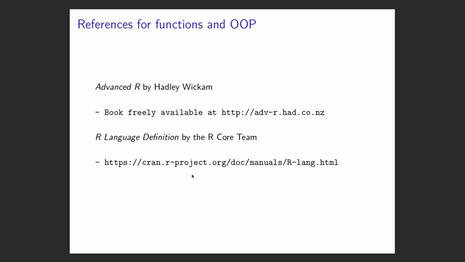So again, some references for you. There's this Advanced R textbook by the same author as the R Packages textbook. Again, this is freely available at this URL. It just has a few chapters on functions, functional programming, and object-oriented programming in R for some of the topics we'll be talking about right now. And of course, if you want the full details on absolutely everything in more detail than you can probably handle, you can read the R Language Definition by the R Core Team for more details once you feel prepared.